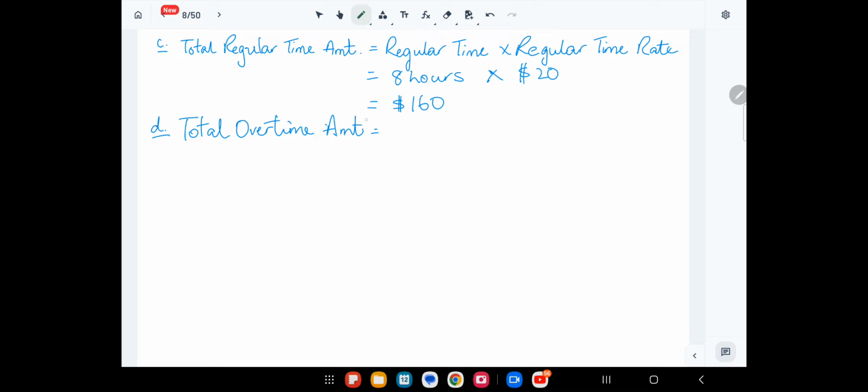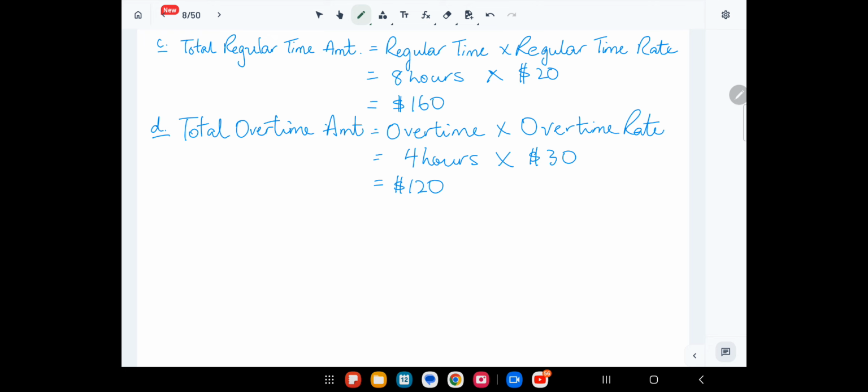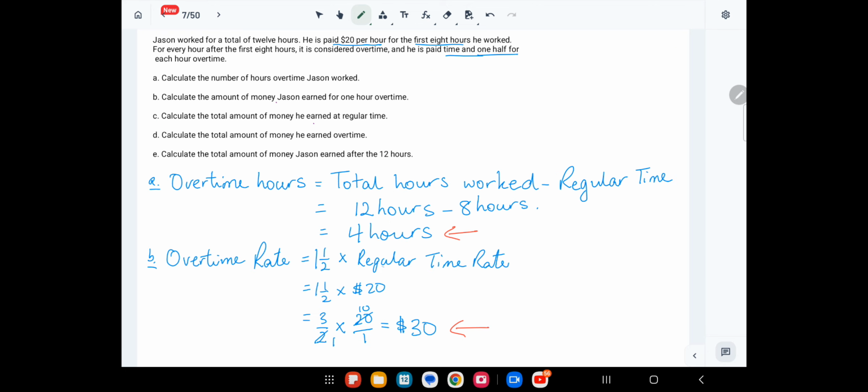it will be the overtime, which is in hours, multiplied by the overtime rate. We know the overtime hours was 4 hours, and the rate at which he was paid is $30 per hour. So we know 4 multiplied by 3 is 12, and add the 0 to the end, so it's $120 he is paid in overtime. Next question states, calculate the total amount of money Jason earned after the 12 hours.